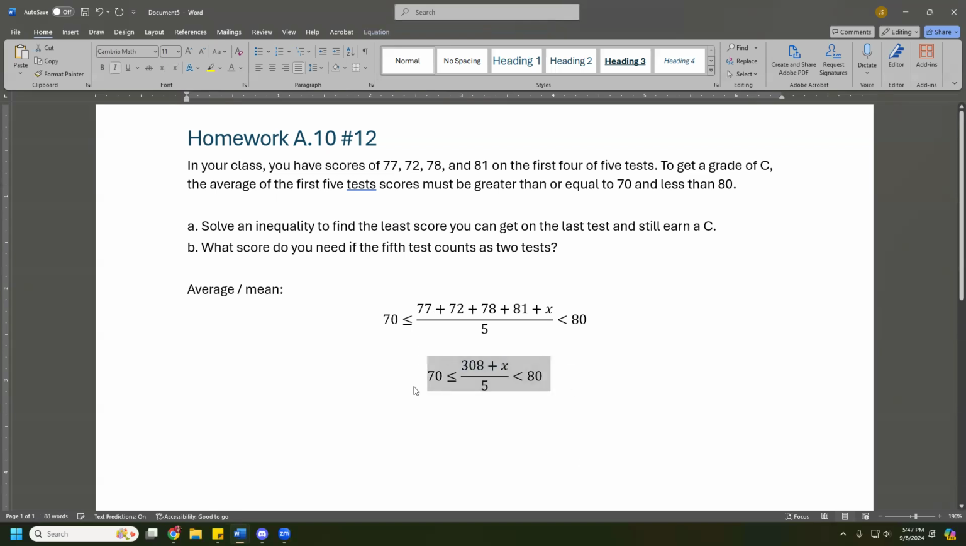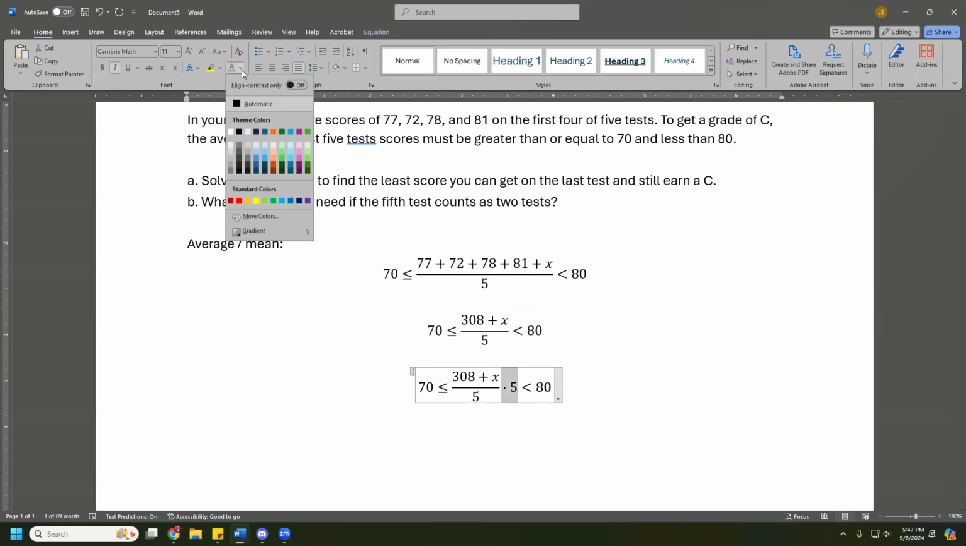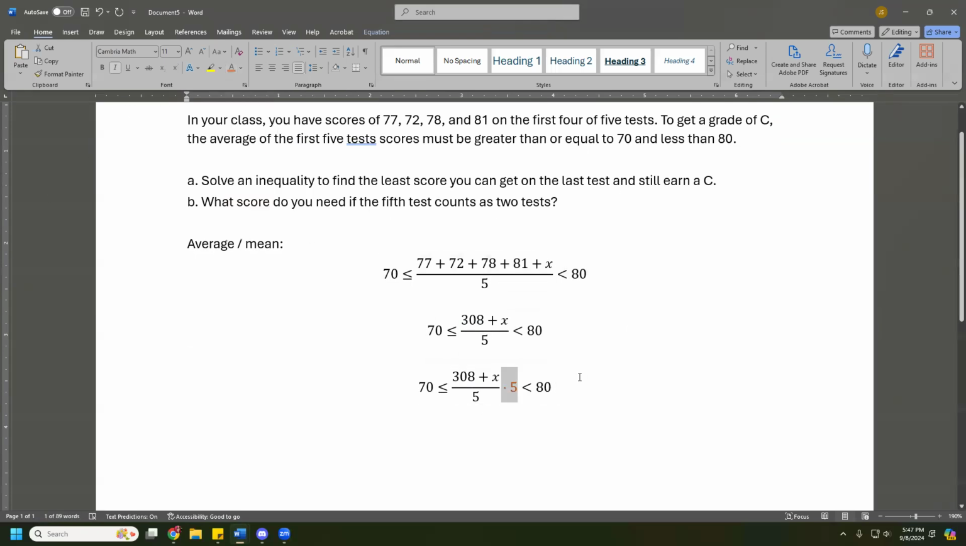Okay, and then the next thing I want to do is to start getting X by itself. I need to get rid of that 5 that I have in the denominator. So to get rid of the 5, I need to multiply all of the pieces by 5. And I need to do that on both sides. Whatever I do to one side, I have to do to everything else. So both the left and the right. And when I do that, at least for the middle, the divide by 5 and the multiply by 5 cancel each other out, and it just leaves me with 308 plus X.